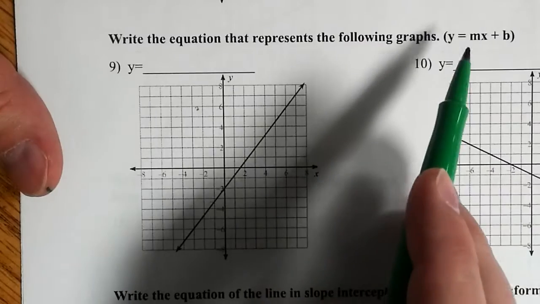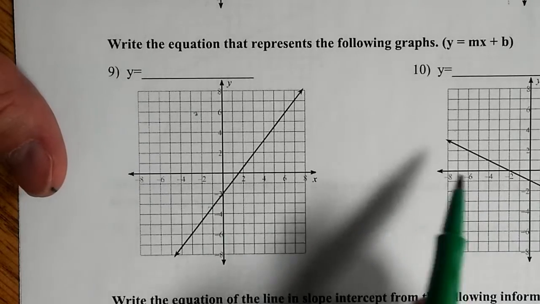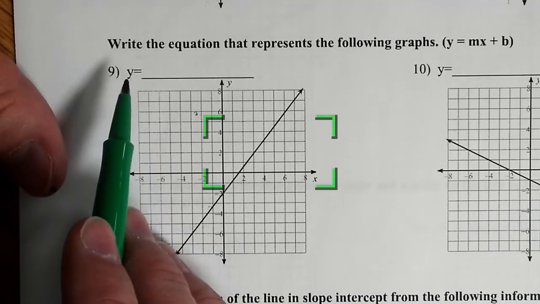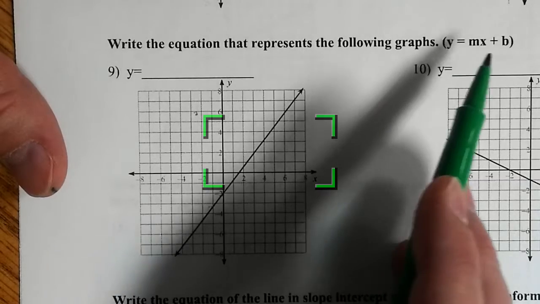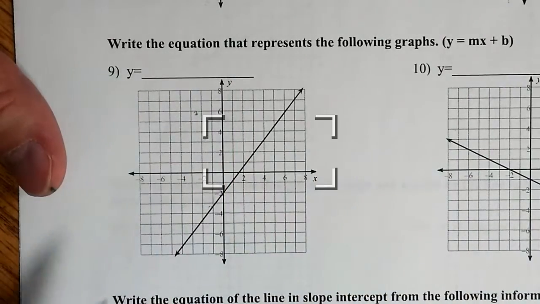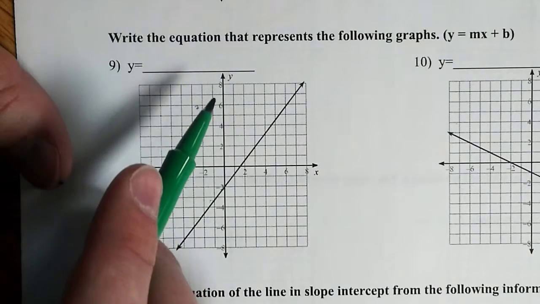So we're trying to do y equals mx plus b. That's the equation we're trying to figure out. So we need to find out our slope, which is m, and our y-intercept, which is b. I would go ahead and start with the y-intercept. So where does the graph cross the y-axis?